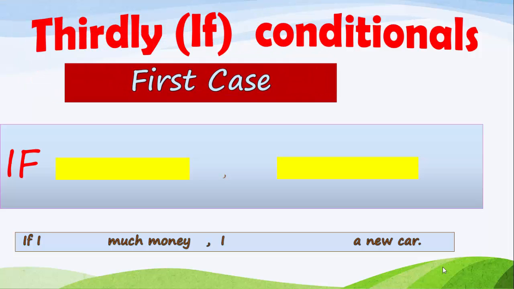The first case of if conditional is formed as if plus the present simple, and then will plus the infinitive, and this infinitive must be without to. So if plus present simple, will plus the infinitive. This is the form or the structure of the first conditional.